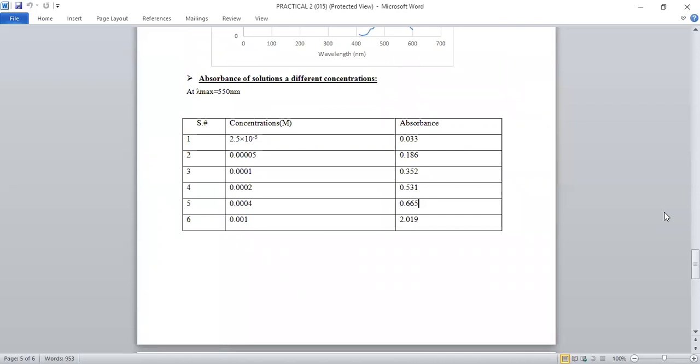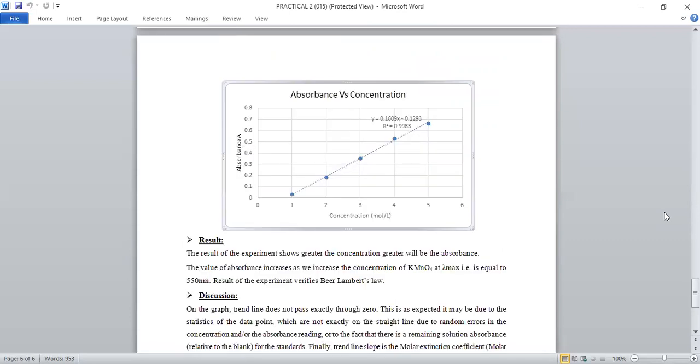Absorbance of solutions of different concentrations. At lambda max equal to 550 nanometers, at 2.5 × 10^-5 concentration, absorbance is 0.033, and at 0.00005 concentration, the absorbance is 0.186, and so on. This is the graph between absorbance and concentration. This graph shows that the greater the concentration, the greater the absorbance.